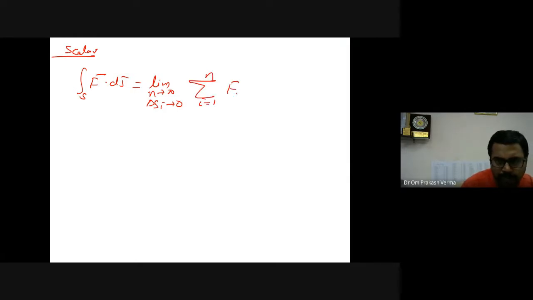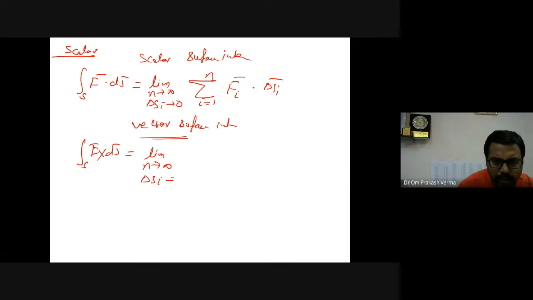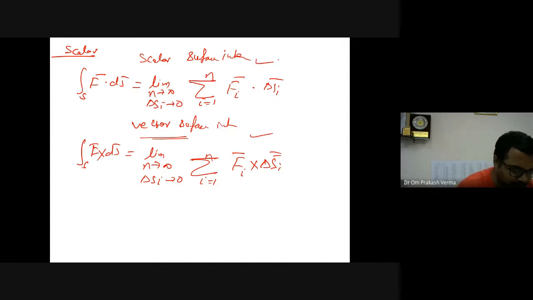You can write in one term for the scalar surface integral, defined in terms of F vector dot ds vector. It is the limit n tends to infinity, delta S_i tends to zero, summation of i equal to 1 to n of F_i vector dot delta S_i vector, right? And for the vector surface integral, it is defined as the integral of F over ds vector, sorry, cross, because it is a vector surface integral. It is defined with the same limit, but the change is only in the cross product instead of the dot. So this one is the vector surface integral and this one is the scalar surface integral, right?